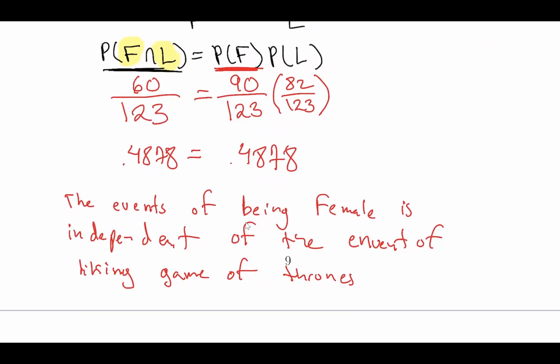So we'll put that the event of being female is independent of the event of liking Game of Thrones. Both of them are independent from each other. If the left side wouldn't equal the right side, then you'd put that they're dependent. But since they're both equal to the same value, we put that they're independent from each other.